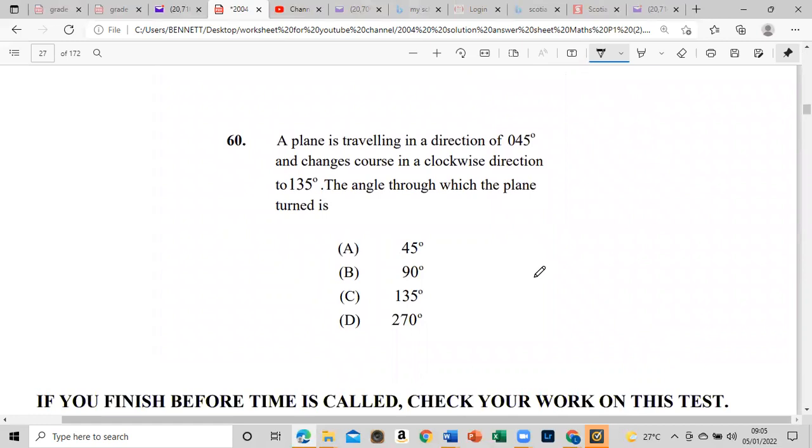A plane is traveling in the direction... So it's just 45 degrees. And then now it's traveling in the... So this is the north line. And I'll put 45 for the front side. So this and this are supplementary, so it will be 180 minus 45. You know, they're not asking for that.